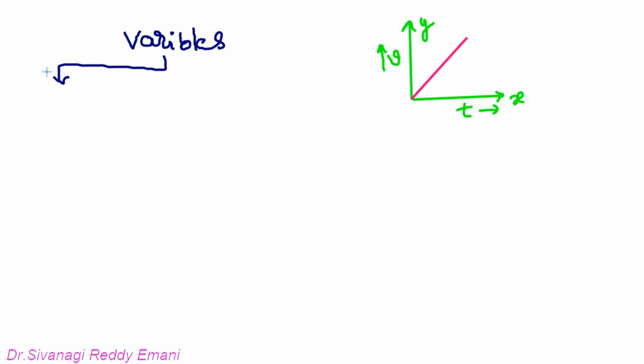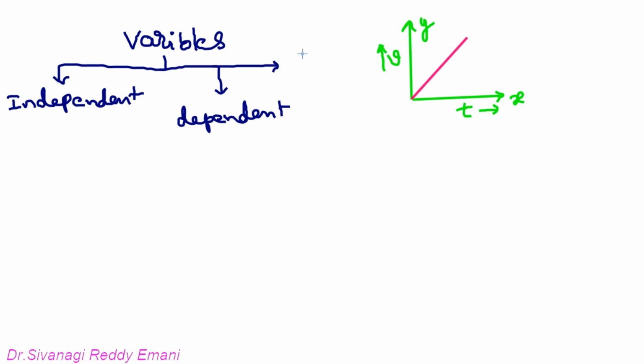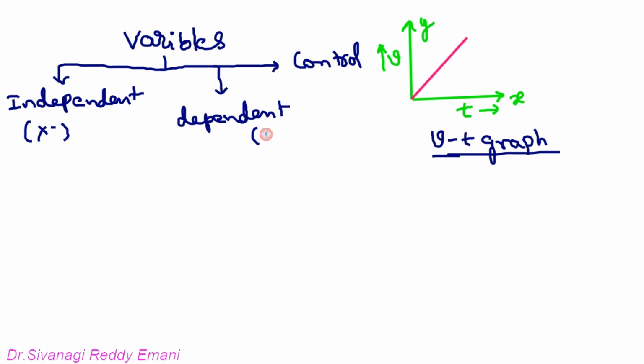In an experiment we have mainly independent variables, dependent variables, and control variables. Control variables means we can control them or make them constant. What are basically these independent and dependent variables? As time changes, velocity changes. So whatever we take on the x-axis will be the independent variable, and whatever we measure on the y-axis is the dependent variable. The independent variable is time, the dependent variable is velocity.